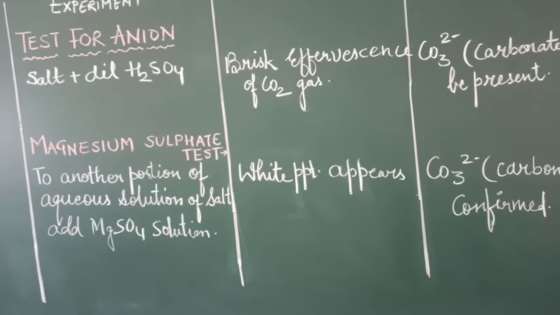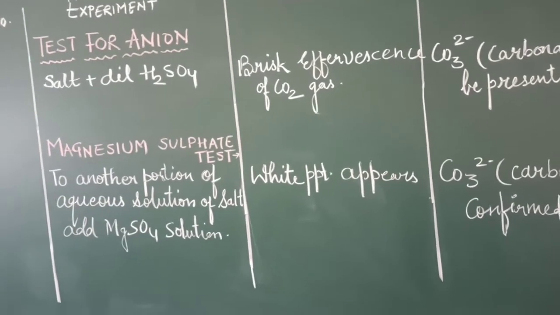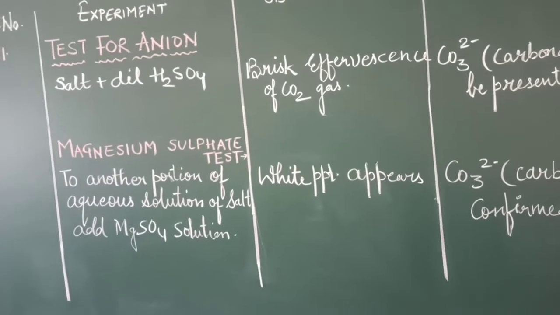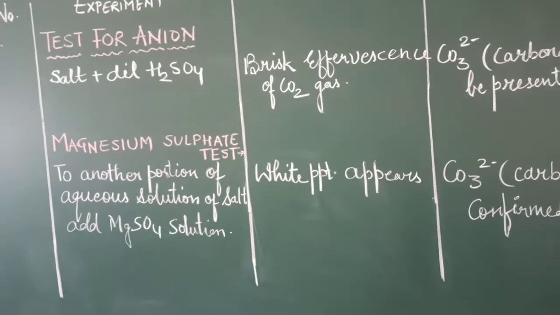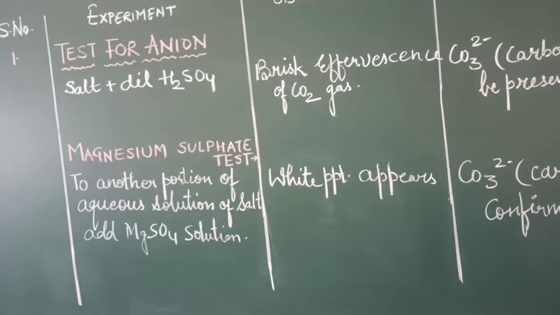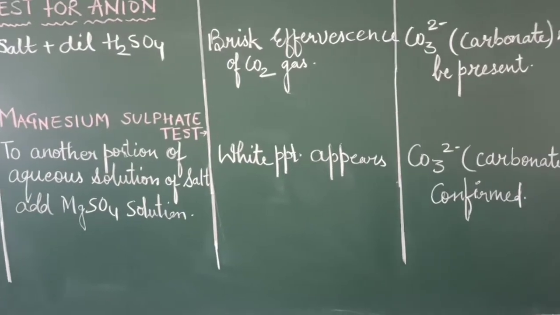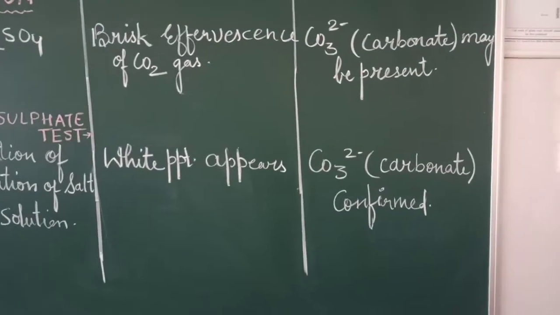We will take a pinch of salt and will mix it with water. It will be called the aqueous solution of salt or original solution of salt. So add to this aqueous solution of salt the magnesium sulfate solution. And which salt do you have to take? The salt which your teacher will give you to test. This mixture will give you a white precipitate. So appearance of a white precipitate confirms the presence of carbonate.